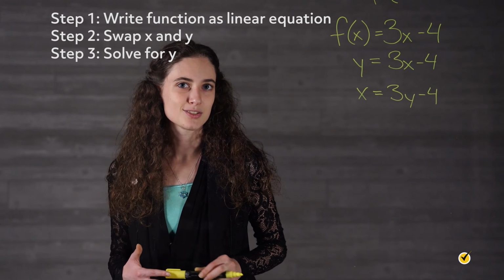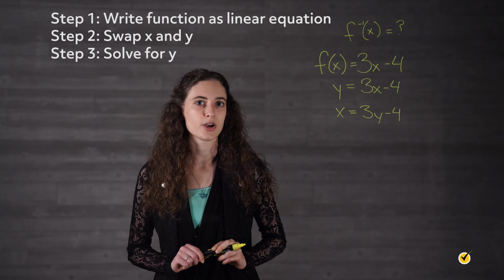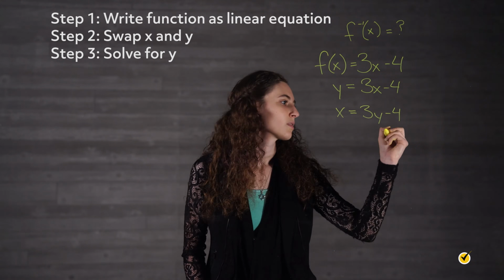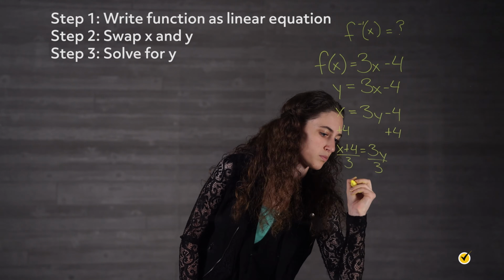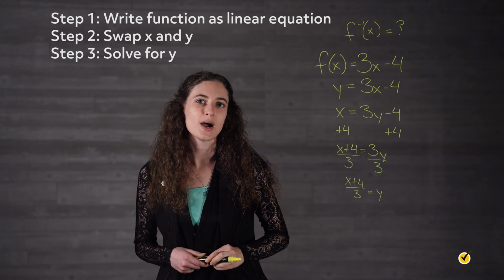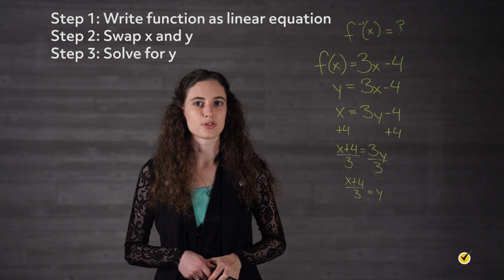Step 3 is simply to solve for y. To do that, let's use inverse operations to isolate the variable. We'll add 4 to both sides and then divide by 3. x equals 3y minus 4 now becomes y equals x plus 4 over 3.